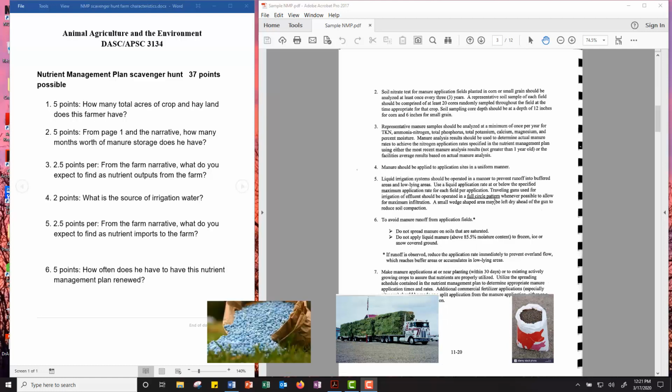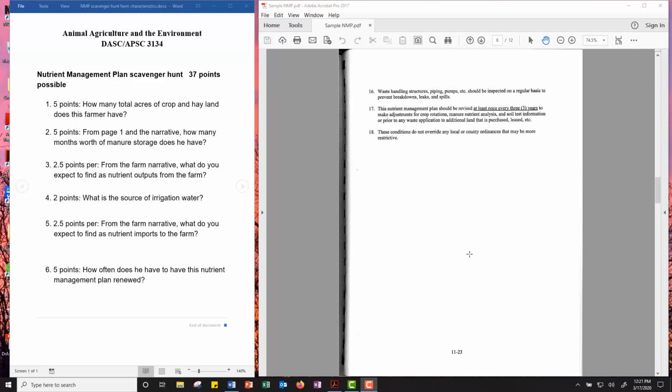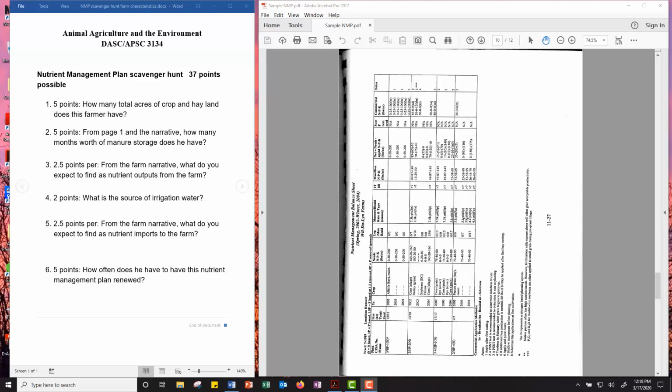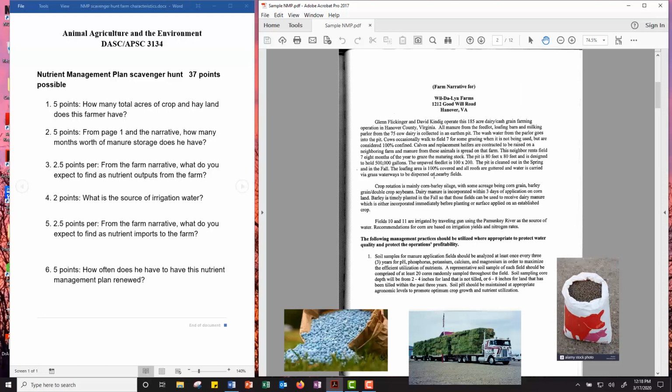Let's just read and see if it says anything about commercial fertilizer. The commercial fertilizer is not explicitly defined in the farm narrative. So I go ahead to look at the field section of this nutrient management plan and see if there are any commercial nutrients added. And right here is where I see that he is applying commercial nitrogen, phosphorus, and potassium to some of his fields. That's not something that I would have expected you to know automatically. So 3 answers here are going to be the feed for the cows, the commercial fertilizer that he is using, and the Pamunkey River irrigation water.